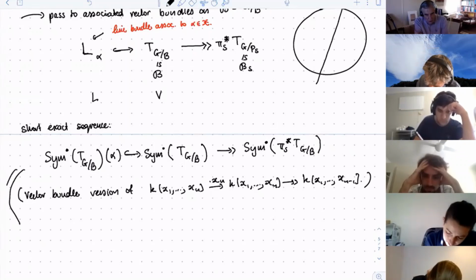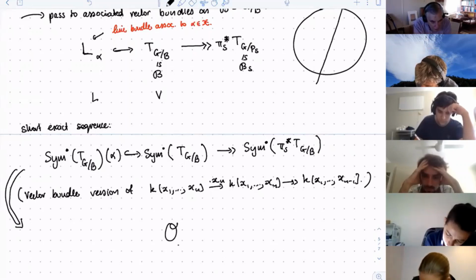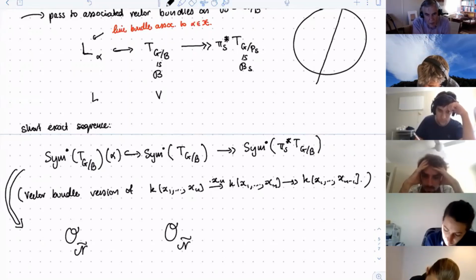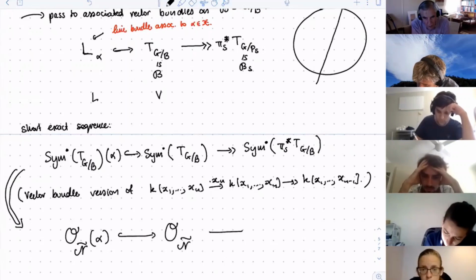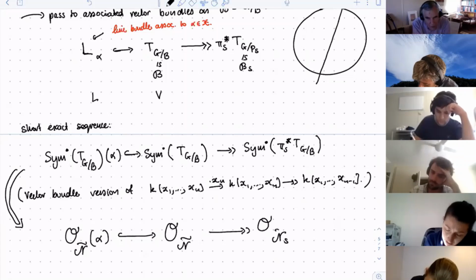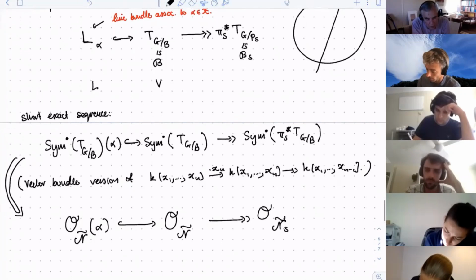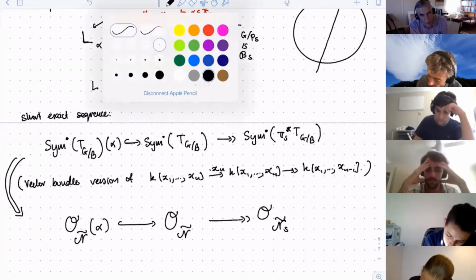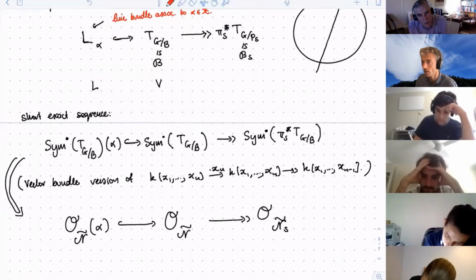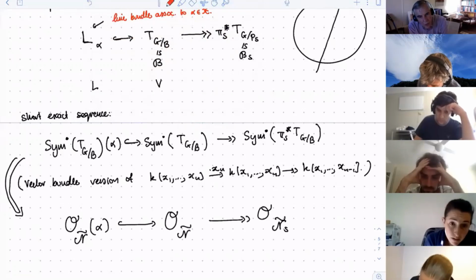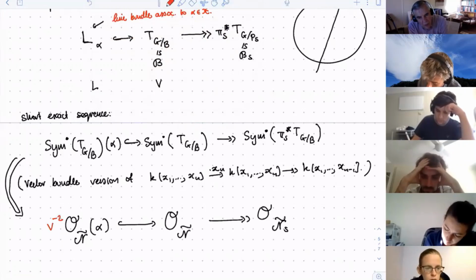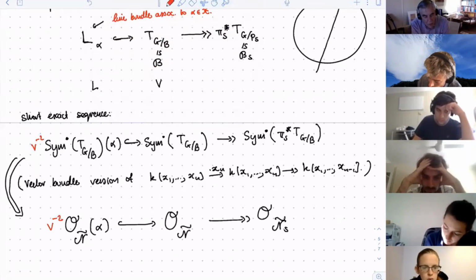And so what we get, this gives us the structure sheaf of the cotangent bundle, alpha, onto the structure sheaf of N tilde S. And then when we take into account C star actions as before, we get b to the minus 2, b to the minus 2.